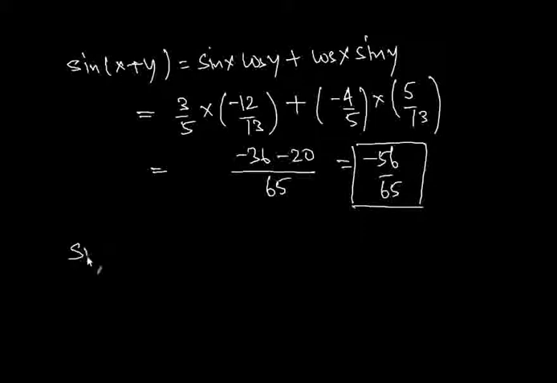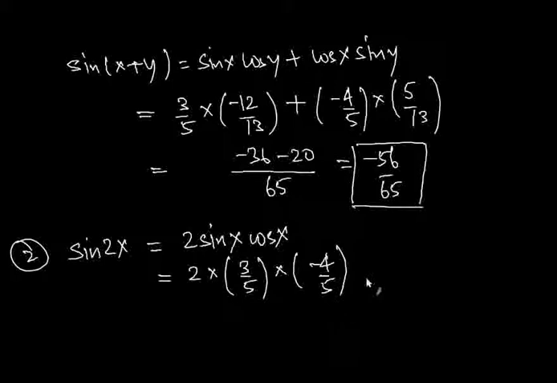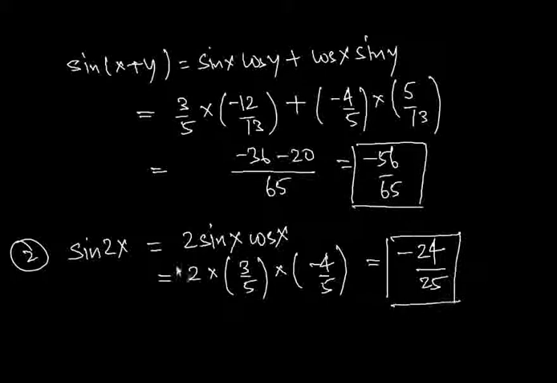What about sine 2x, which was the second question? Well, this is simpler. This is simply 2 sine x cos x, and we know everything now. So this comes down to 2 times sine x, which was 3 by 5, times cos x, which is minus 4 by 5. 2 times 3 is 6, 6 times minus 4 is minus 24, so that's minus 24 by 25. So sine 2x is minus 24 by 25.